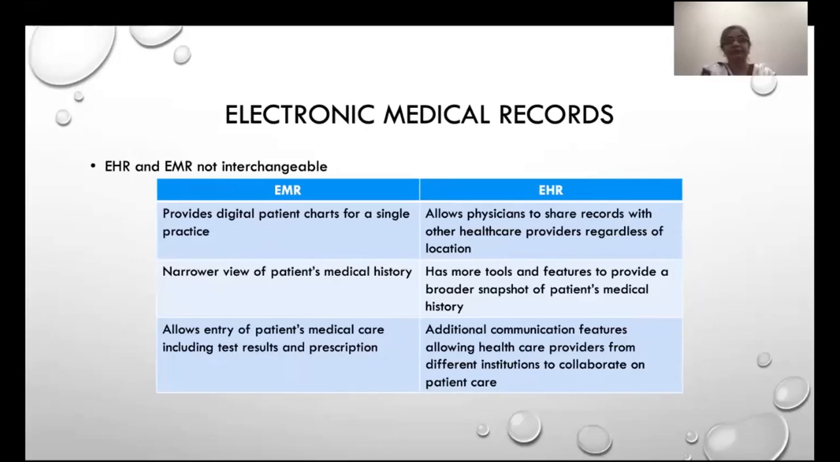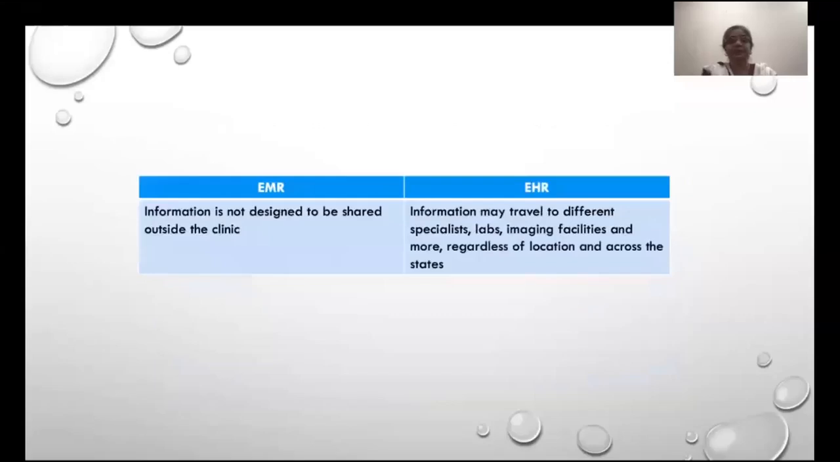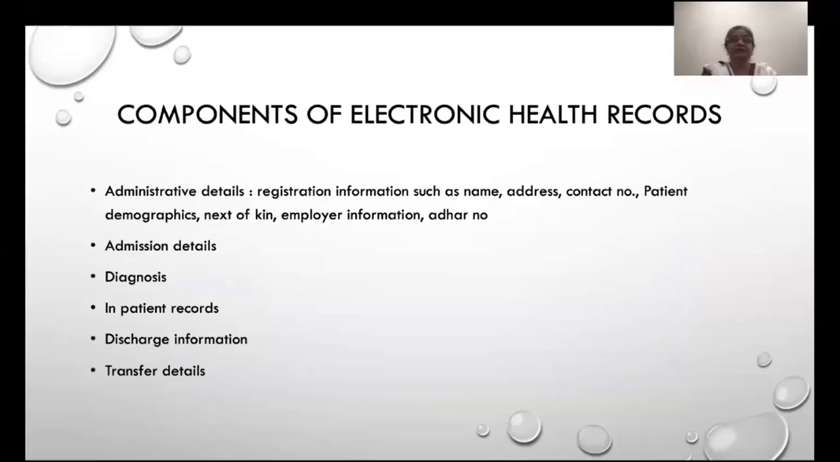EMR allows entry of the patient's medical care, including test results and prescription. EHR gives additional communication features, allowing healthcare providers from different institutions to collaborate on patient care. EMR information is not designed to be shared outside the clinic, whereas in EHR, information may travel to different specialists, labs, imaging facilities, and more, regardless of location and across the states as part of the EHR.